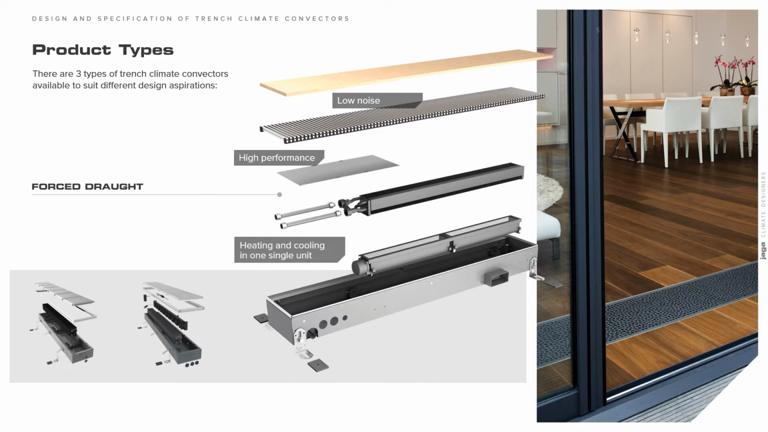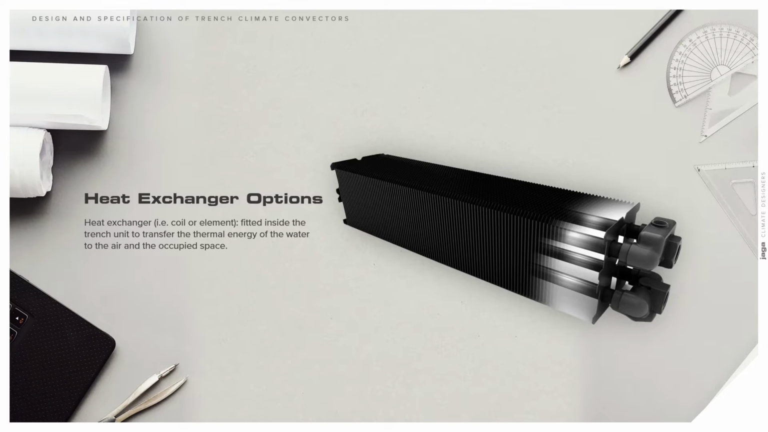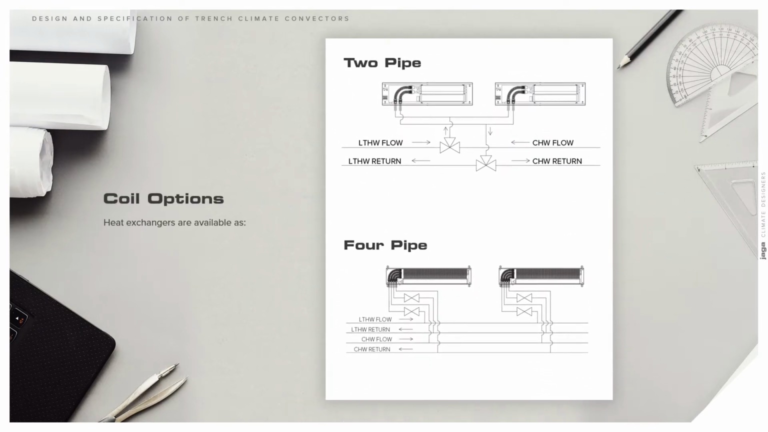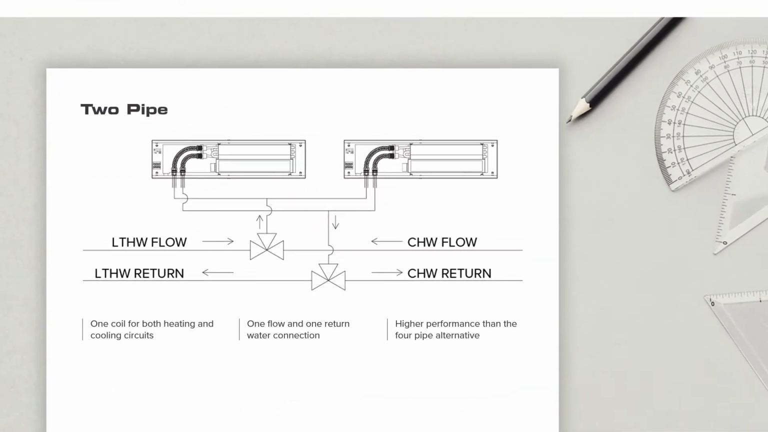The heat exchanger, sometimes referred to as the coil or element, is fitted inside the trench unit. It transfers the thermal energy of the water, whether that be hot or cold, to the air and the occupied space. Heat exchangers are available as either a 2-pipe or 4-pipe configuration. 2-pipe heat exchangers consist of one coil for both heating and cooling circuits, with one flow and one return water connection. This arrangement can generally provide higher performance than the 4-pipe alternative.